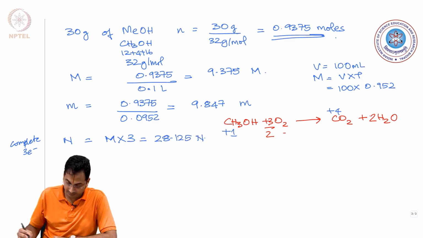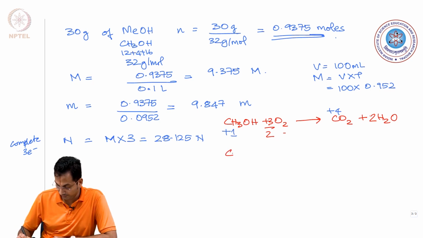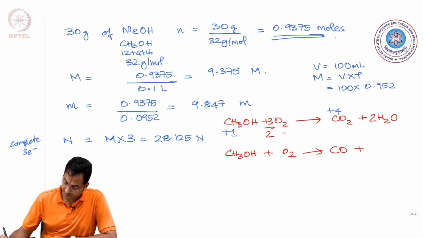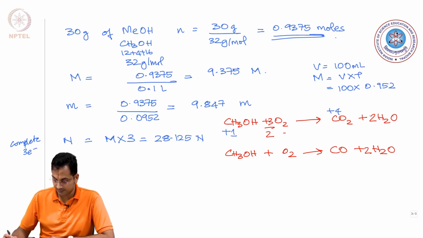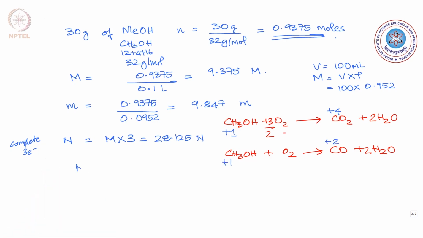28.125 normal. On the other hand, if we are doing an incomplete combustion, which is CH3OH plus O2 giving carbon monoxide plus H2O, this is already balanced, and here what ends up happening is that carbon goes to something like a plus 2 oxidation state from plus 1. Here normality will be equal to molarity. What one is able to understand here, the normality determination requires the knowledge of what kind of reaction is undergone by methanol to define what is the normality.